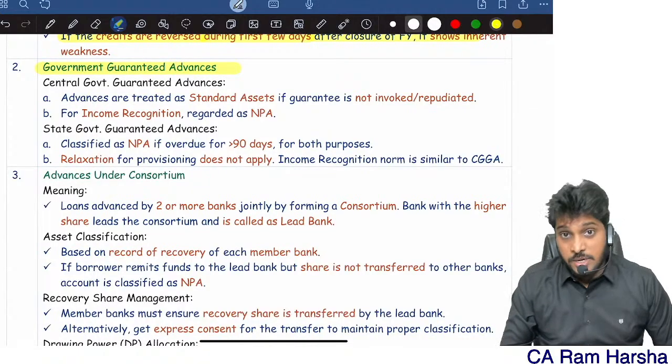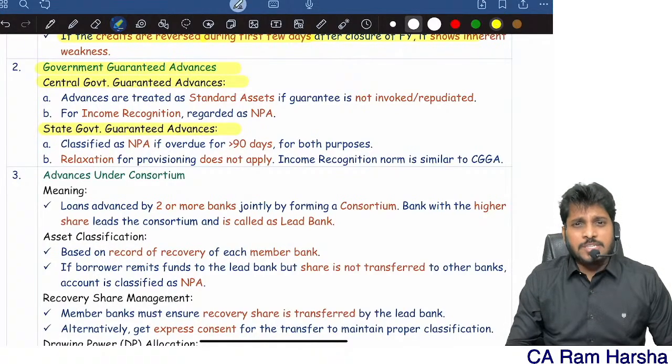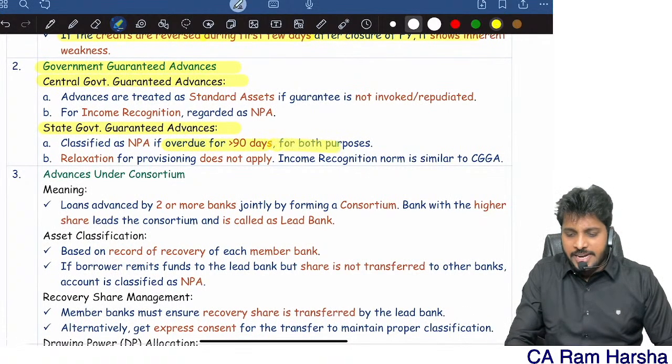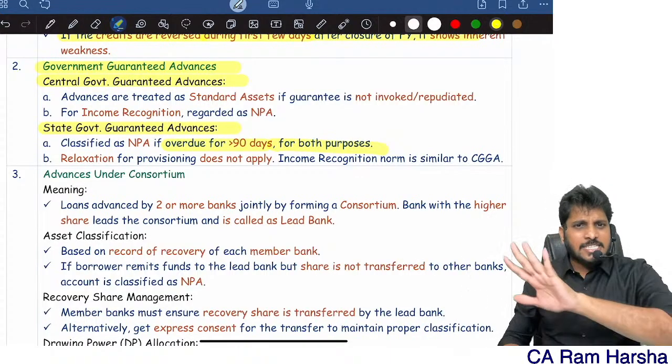Government guaranteed advances. Government guaranteed advances are of two types: central government guaranteed advances and state government guaranteed advances. State government guaranteed advance, if there is an overdue for more than 90 days, straight away NPA. The principal amount goes to NPA, and interest and all we will not recognize.